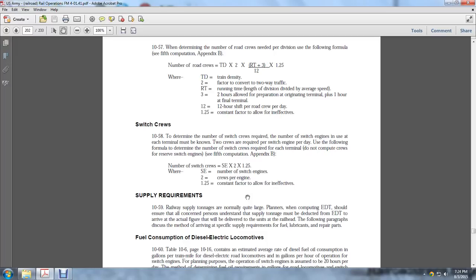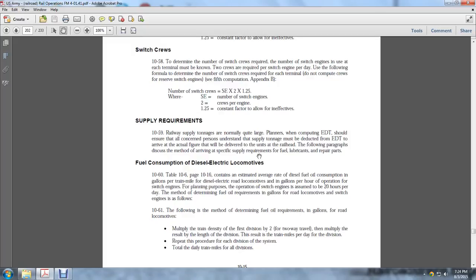Supply requirements. Railway supply tonnage is normally quite large. Planners computing the end delivery tonnage should ensure it is considered, and the supply tonnage must be deducted from the end delivery tonnage to arrive at the actual figure for delivery to the units at the railhead. The following paragraphs discuss the method of arriving at and specifying supply requirements: fuels, lubricants, and repair parts.